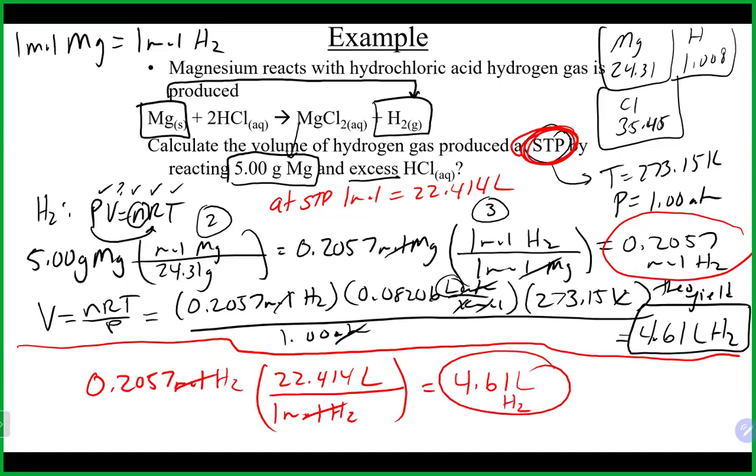So in this particular case, if you recognized it was at STP, you could have used this conversion and avoided this last step here. If you didn't recognize it or didn't see it, it doesn't really matter. As you can see, you could go right into the ideal gas law and get the same answer. So once again, you can always go into the ideal gas law and you'll get the right answer.